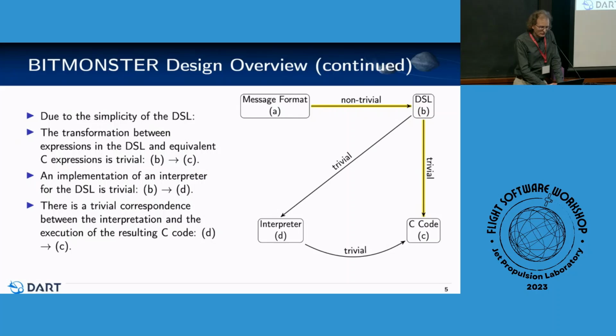And that's B to D there. We can also say that since the interpreter itself is so simple, we can make an argument that there's a correspondence in behavior between that interpreter and what we would see from the C code that we generate. So we have a non-trivial part at the top, which is basically the bulk of BitMonster, and then we have a series of triviality arguments here that give us a way to justify some of the ways we're using this verification framework.